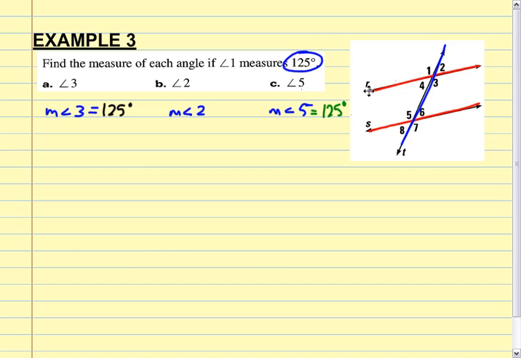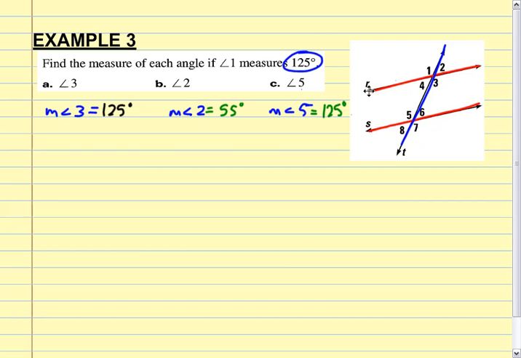Rowan? Angle 2 is 55 degrees. Angle 2 is 55 degrees. How do you know that? Because our line thing is like 180. It's a total of 180 degrees. Yep. And angle 1 is 125. Yep. And 180 minus 125 leaves us with 55 degrees.